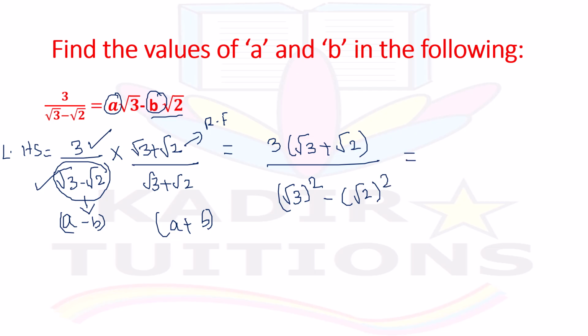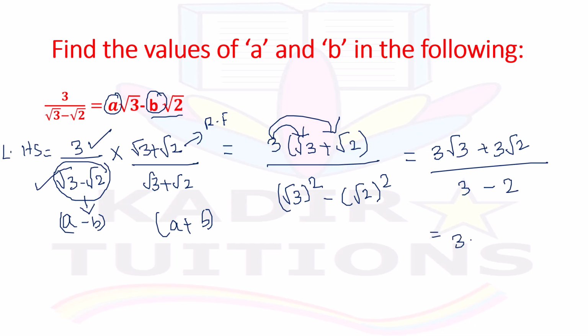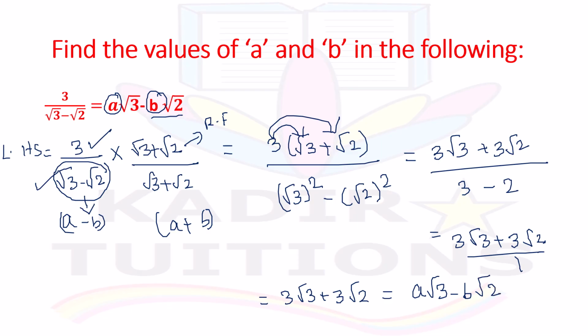So what will we be getting as an answer? Just multiply this 3 with the root 3, it's 3 root 3, and multiply this 3 with the root 2, so it's going to be plus 3 root 2, divided by root 3 the whole square is 3, minus root 2 the whole square is 2. So the answer for the denominator is 1. So 3 root 2 divided by 1. So 1 means I can write just like this, 3 root 3 plus 3 root 2, which is equal to the RHS. What is our RHS? a root 3 minus b root 2, which is given in the question.